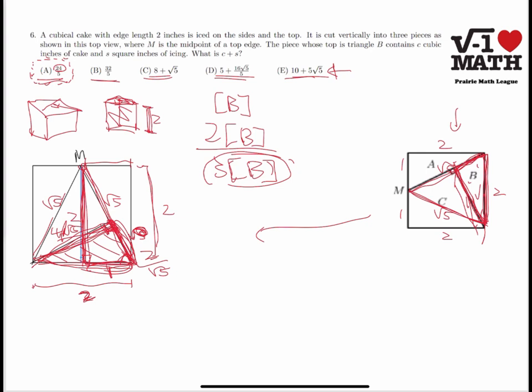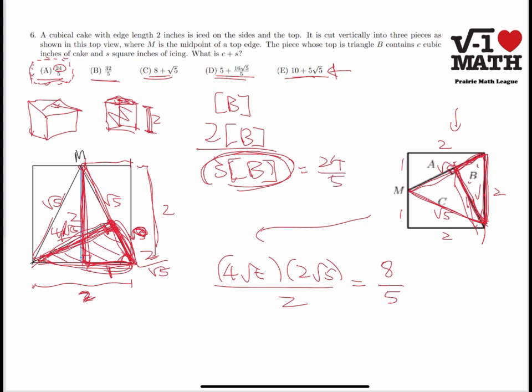And now we have this length, and we can use the area formula. 4 over square root of 5 times 2 square root of 5, the two bases of this triangle B, divided by 2. And this turns out to be 8 over 5. And then finally, we wish to find 3 times the area of B, which is just 24 over 5, and this is indeed option choice A. And we're done. Thanks for watching.